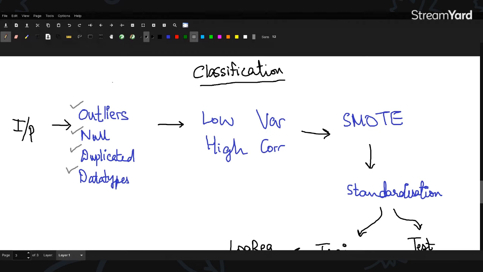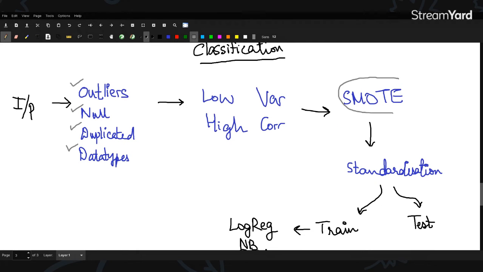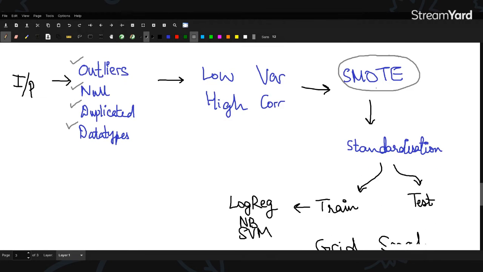Since there were so many columns, we had to reduce the number of columns so as to make our models faster. So we removed columns with low variance and high correlation. And then we passed it to what's known as the SMOTE algorithm. This basically uses synthetic data. I will explain that in a moment.